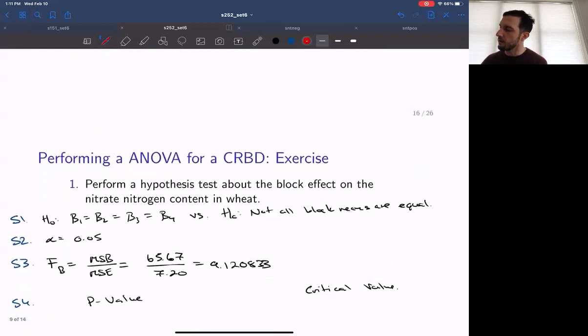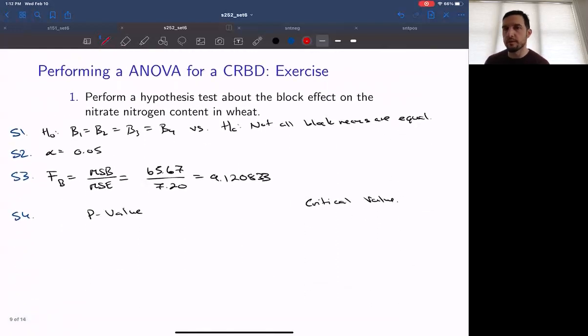Okay. Now, the next exercise was the test of block effect. So we started working through this last class. So this exercise is basically just using the block source from the ANOVA table, and we're operating in the exact same way that we would for the treatment effect. So here we have beta 1 equals beta 2 equals beta 3 equals beta 4. So the null is that there is no block effect, or that the block means are equivalent, versus the alternative that not all block means are equivalent.